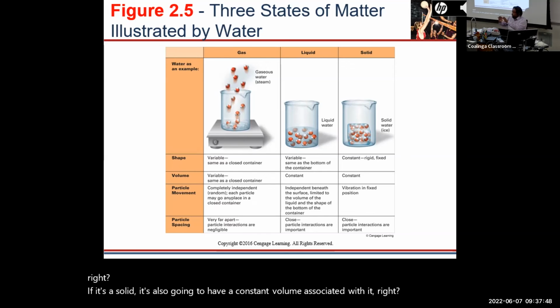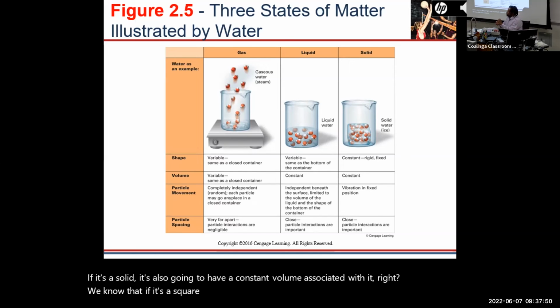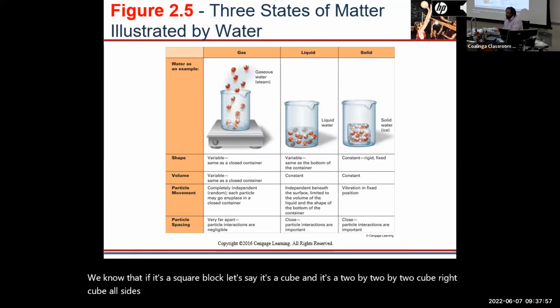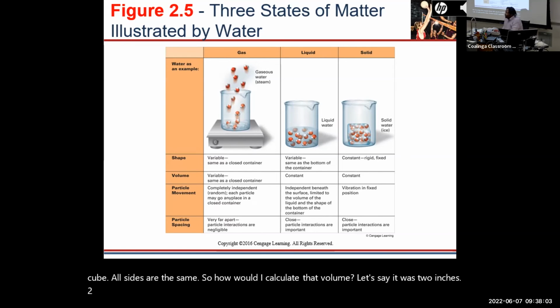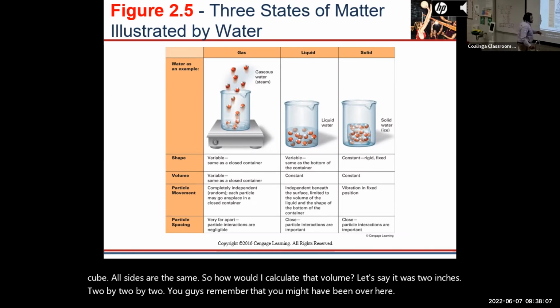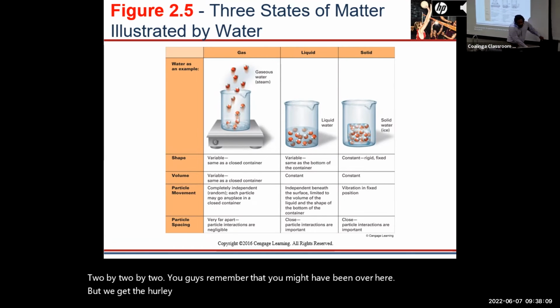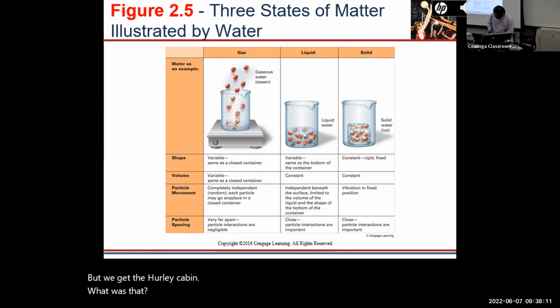We know that if it's a square block, let's say it's a cube, and it's a 2 by 2 by 2 cube, right? All sides are the same. So how would I calculate that volume? Say it was 2 inches. 2 by 2 by 2. You guys remember that? Right. What was that? Length times width times height.